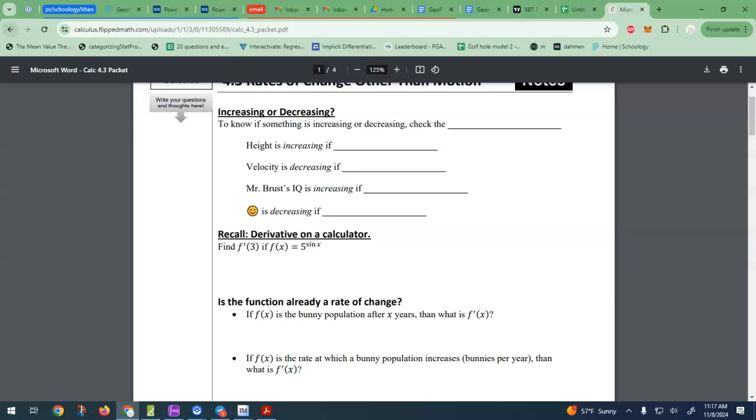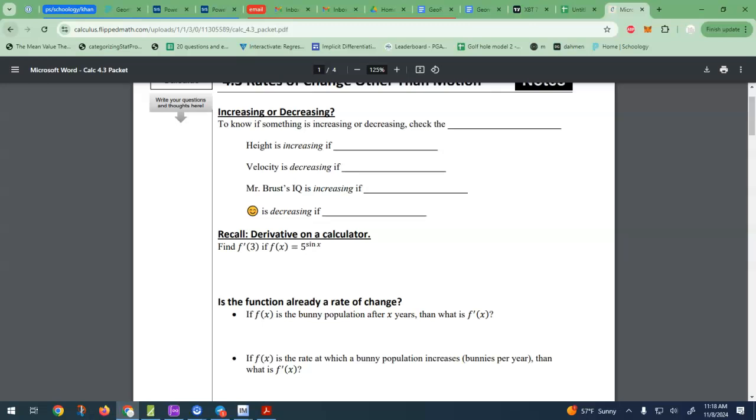If something's increasing or decreasing, check the sign of the derivative. If the derivative is positive, it means we have a positive slope, and the original graph is increasing. If it's negative, that means we have a negative slope on the original graph, so therefore it's decreasing. So height is increasing. What they're trying to do here is show you different examples. So that would be increasing if height prime is greater than zero. We're pretending height is some equation. How do we know if height is increasing? We would take the derivative and look for where the derivative is above zero.